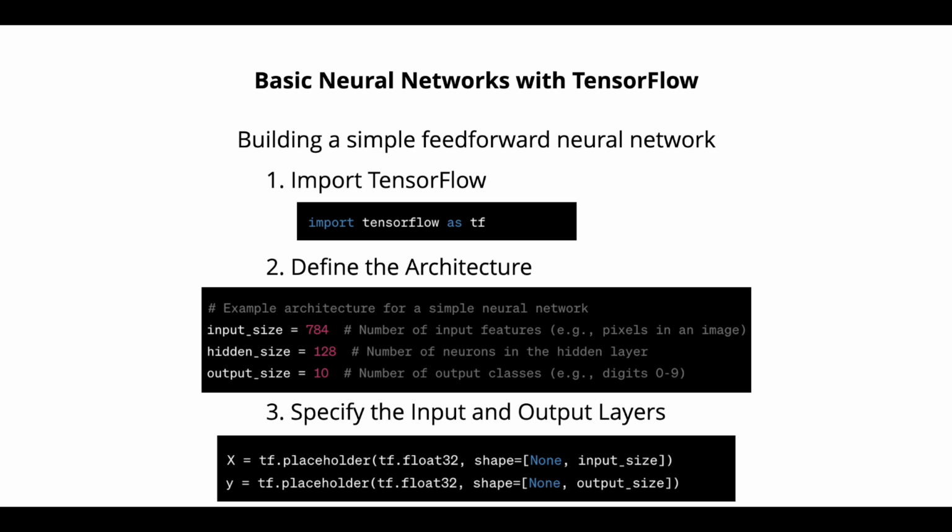Building a simple feed-forward neural network involves several steps, including defining the architecture, specifying the input and output layers, configuring the hidden layers, selecting activation functions, specifying the loss function and optimization algorithms, and training the model. Here's a step-by-step guide for building a simple feed-forward neural network using TensorFlow.